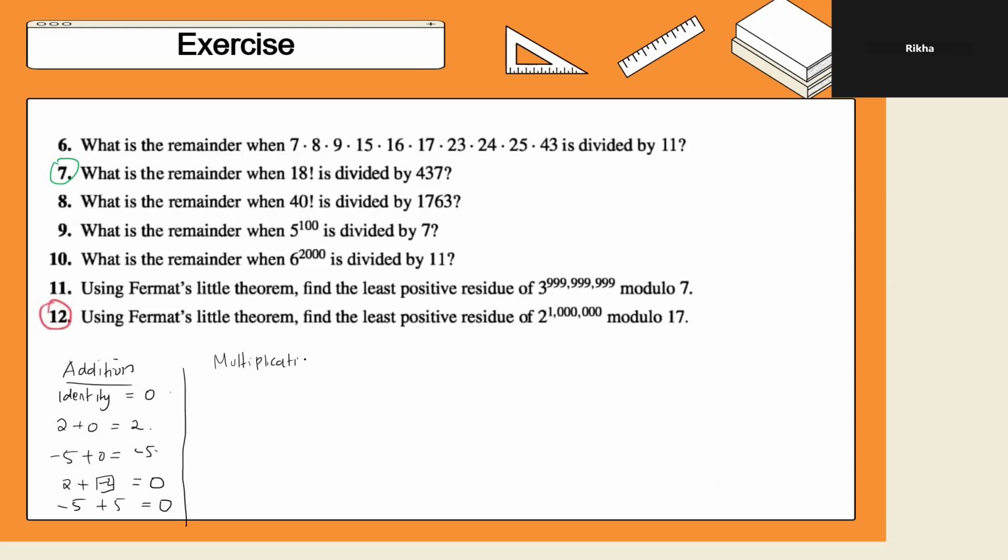So, multiplication. Let's talk about the multiplication operation. What do you think is the identity element with regards to multiplication operation? 1. Yeah, so we know that the identity element is 1 because all numbers, when being multiplied by 1, remain the same as that number. The value doesn't change.